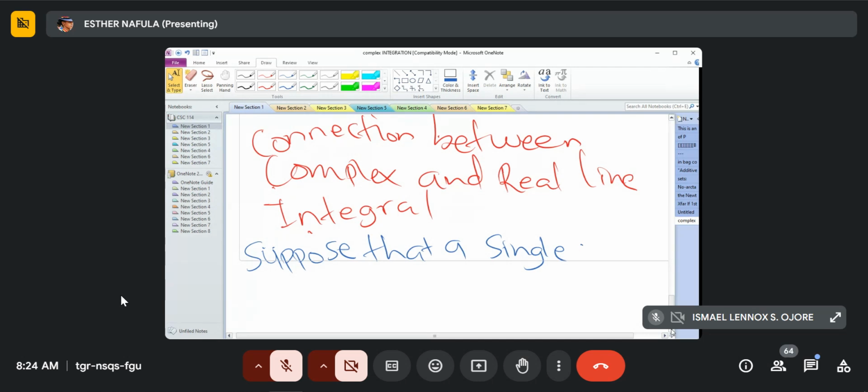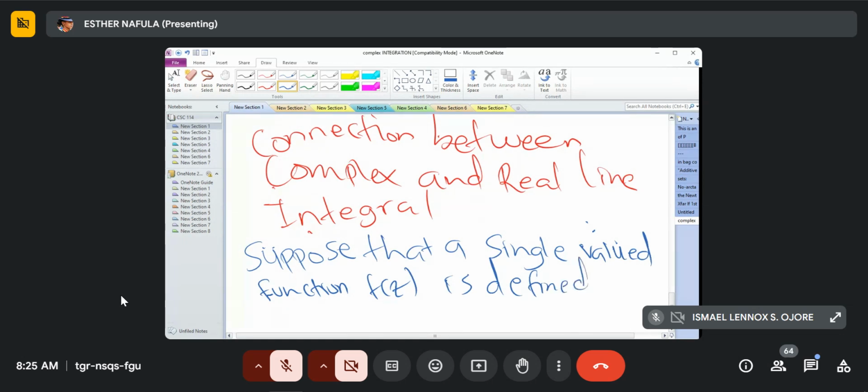Connection between complex and real line integral. Suppose that a single valued function f of z is defined and continuous.